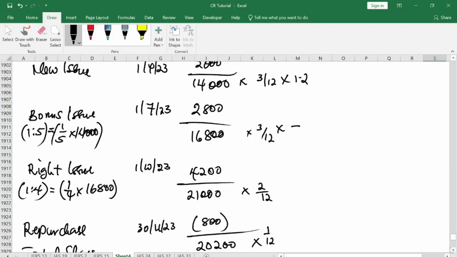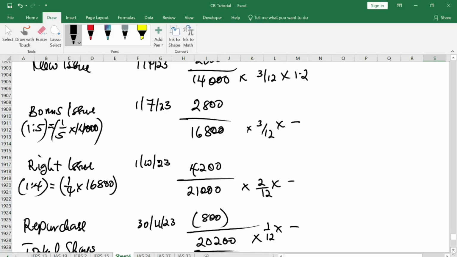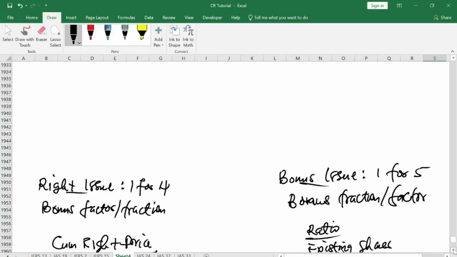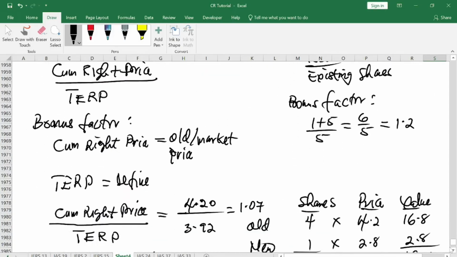After that, the rest of the outstanding will not be adjusted. Now let us pick the right issue also. When I pick the right issue, what is the fraction? The fraction is what?